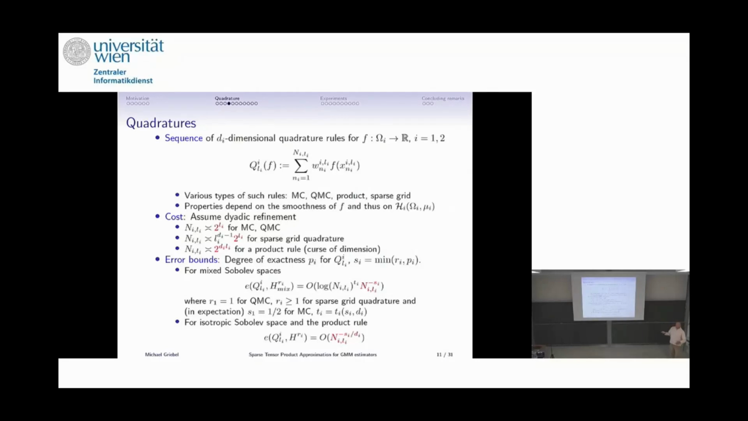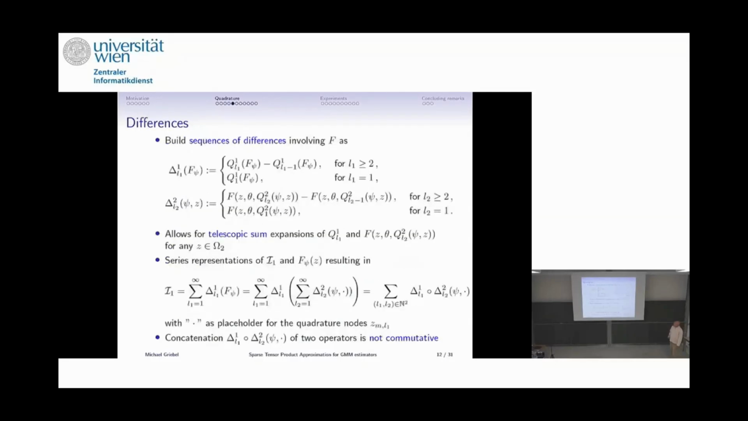For sparse grid, it can be larger if there is more smoothness, and for Monte Carlo, it boils down to the usual n to the minus 1/2, but only in expectation. Okay. And I'm not concentrating on the logarithmic terms. We are after the main rates for the time being. For isotropic Sobolev spaces, we know what's happening. Degrees of freedom to the minus s divided by the dimension. This is the curse of dimension again. Okay. And then we proceed as usual with sparse grids.